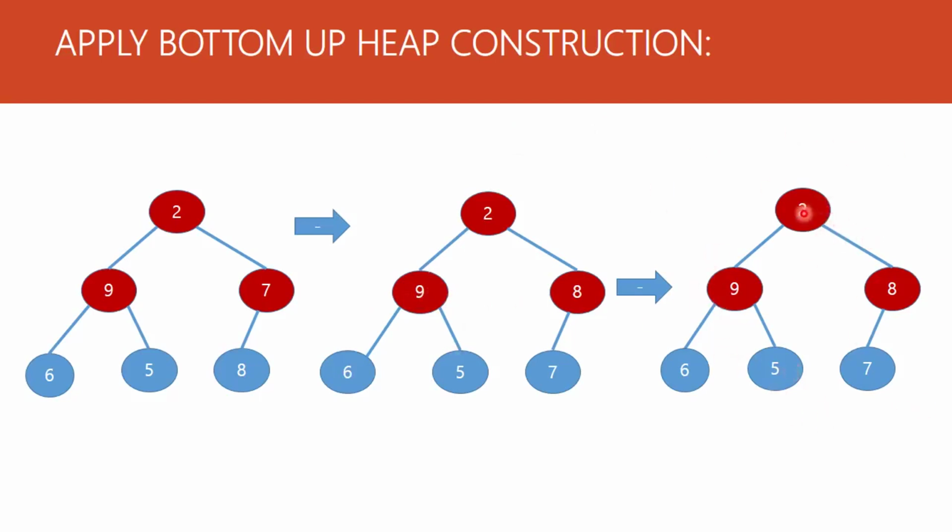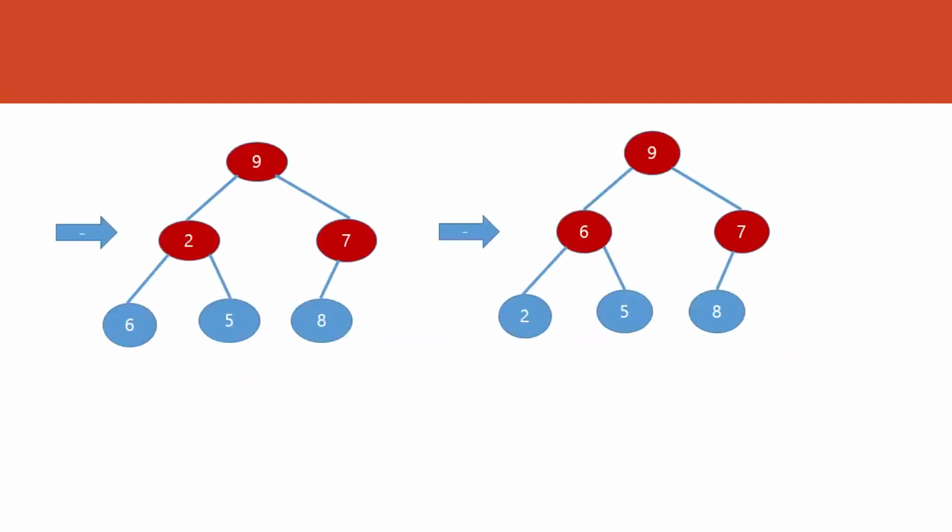Then the last parent here is 2. Compare 2 with its children. Children here are 9 and 8. So among 9 and 8, who is bigger? 9 is bigger. So compare 9 with the parent. The parent here is smaller, so you have to swap it. 2 has to come here and 9 has to go here. So that is what's shown in this slide. So now after this, 2 has come here.